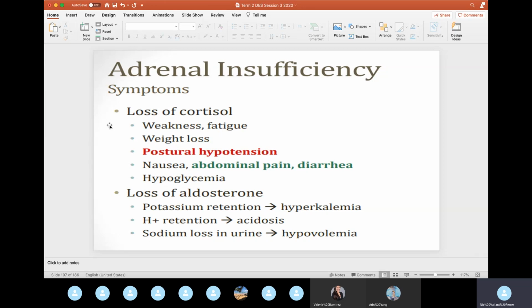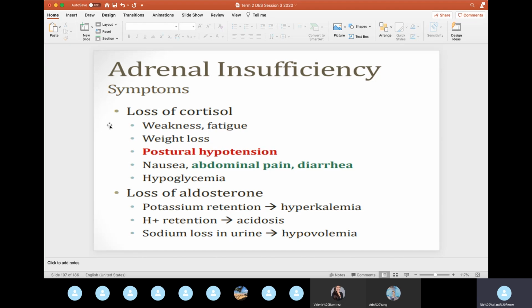Symptoms of adrenal insufficiency, the opposite of your Cushing's. You have loss of everything. You have atrophy of your adrenal cortex. You have a loss of cortisol. So everything is down, right? You can have postural hypotension. You have abdominal pain. You have diarrhea.